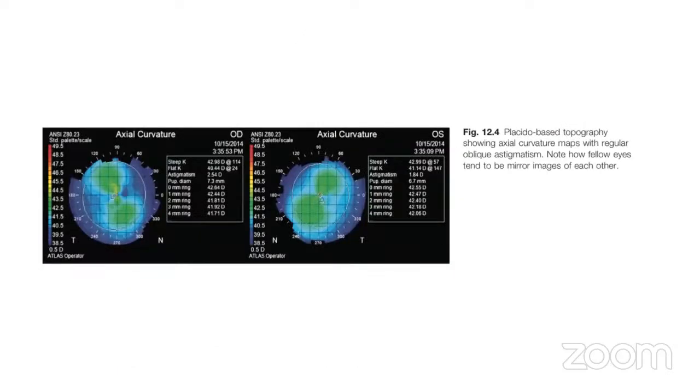This is a Placido-based topography image showing axial curvature maps with regular oblique astigmatism. The fellow eyes tend to be the mirror images of each other.